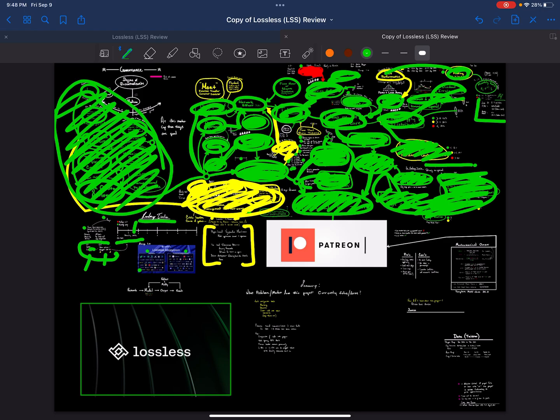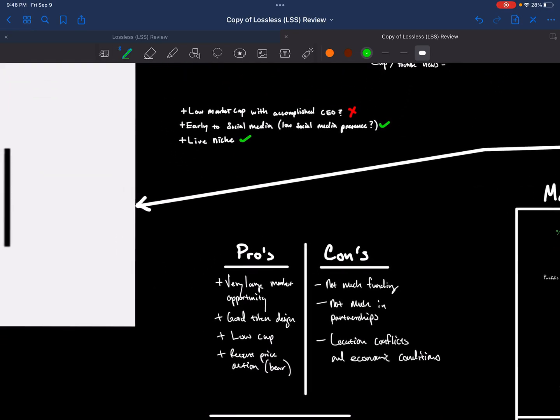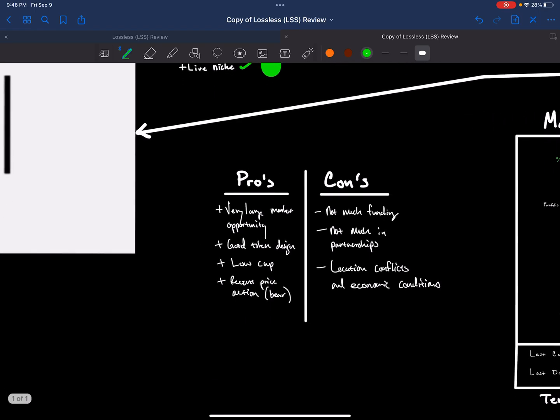All right, that's a general flyover of the model. Final analysis, or the final summary. Low market cap with accomplished CEO, I put no. Early social media, I put yes. Live niche, I put yes. Pros: very large market opportunity. Good token design. Low market cap.